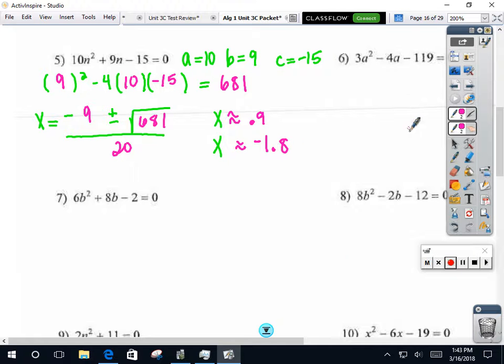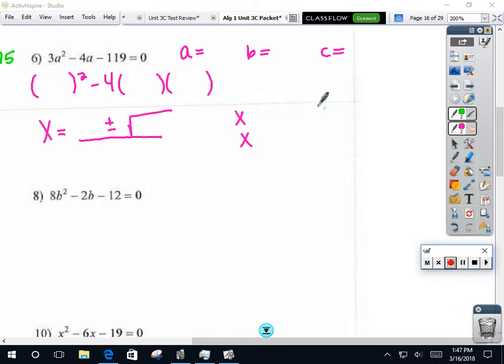Okay, try number 6. A is what? B is? And C is? Okay, so in the B place it'll be negative 4 squared minus 4 times 3 times negative 119. And what did you get for the discriminant? 1,444.